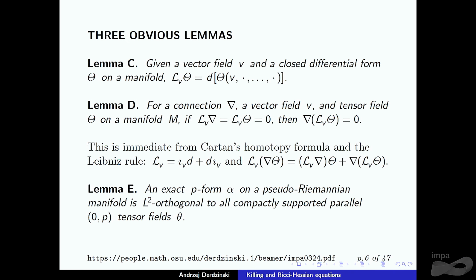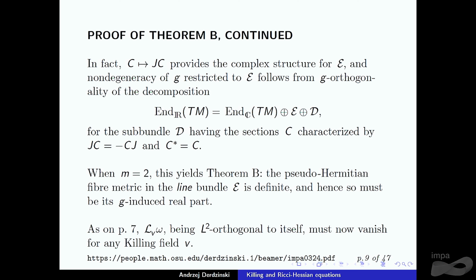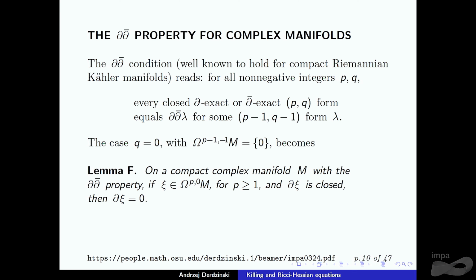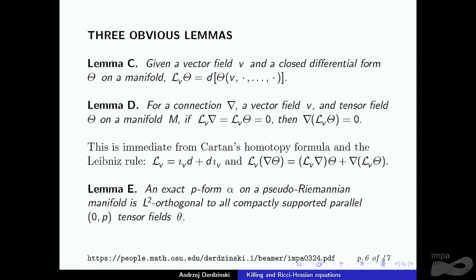So we have these two facts. And the third fact is also very immediate. If you have an exact p-form on a pseudo-Riemannian manifold, then it is L2 orthogonal to all compactly supported parallel tensor fields of the same type as this form. When you integrate by parts, your form is exact, so it's d of something.